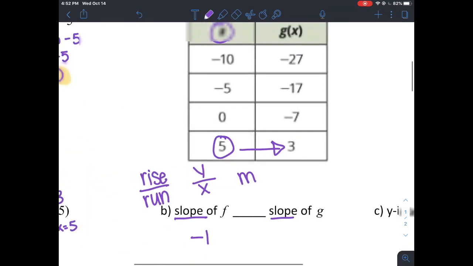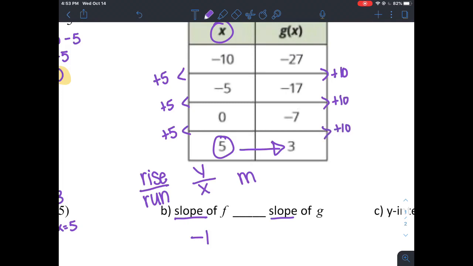And the slope for g requires just a little bit more work. We're going to take the difference of the x's. So -10 to -5, we add 5. -5 to 0, we add 5. 0 to 5, we add 5. And then the same for g, -27 to -17, we are adding 10. -17 to -7, we add 10. -7 to 3, we also add 10.